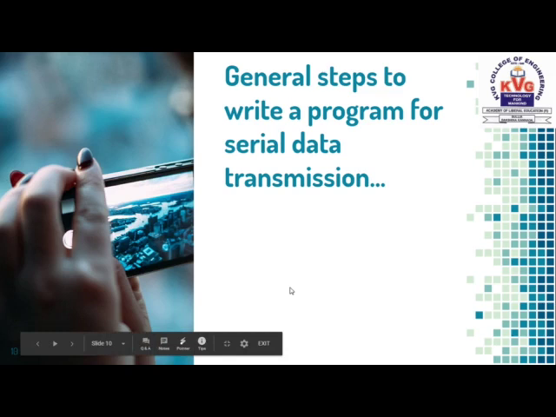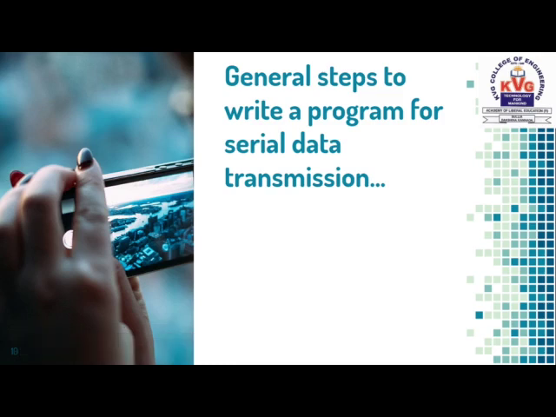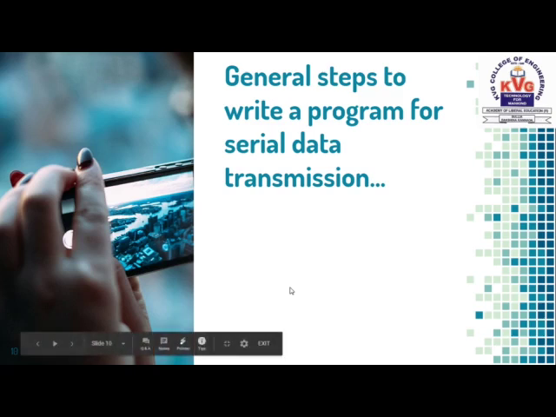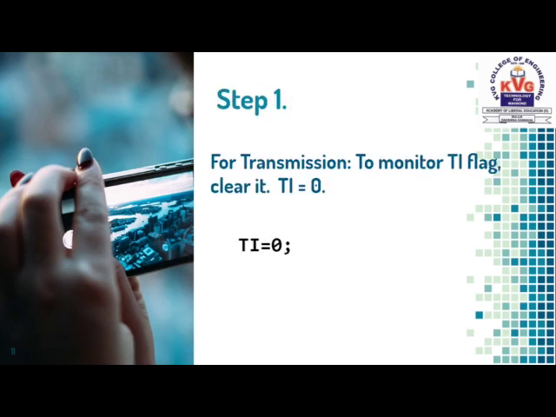The algorithm consists of 7 steps, which will help to write a program in embedded C. Let's go through the steps one by one. Step 1. After 8 bits have been transmitted, it is indicated by making TI equal to 1. So initially it has to be reset so that the transmission can be monitored. Therefore, TI is made 0.